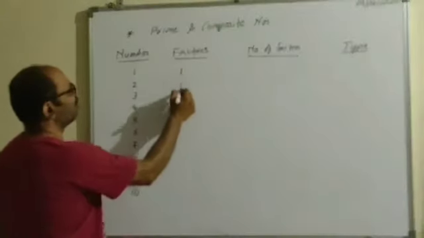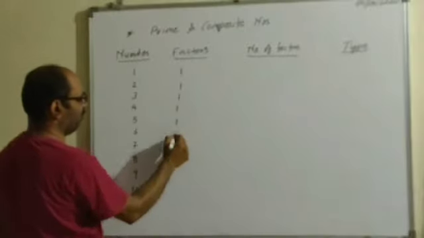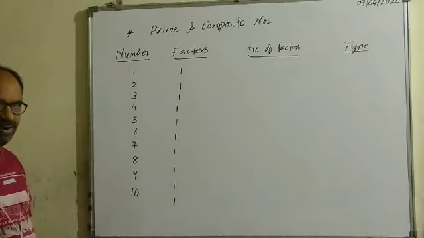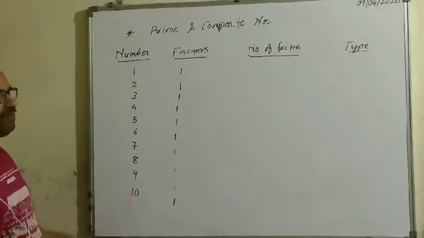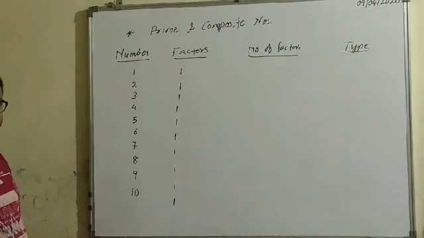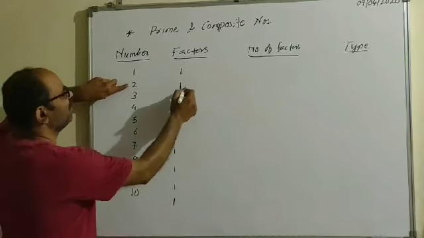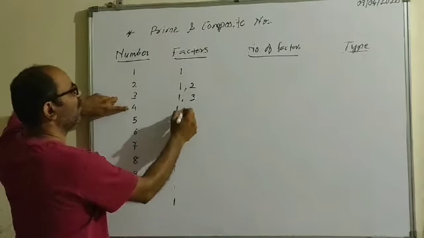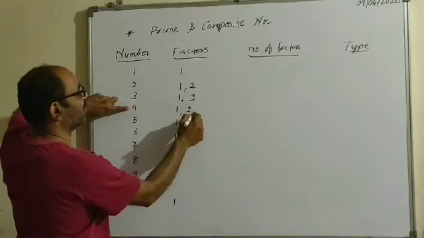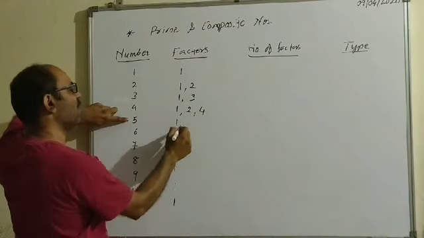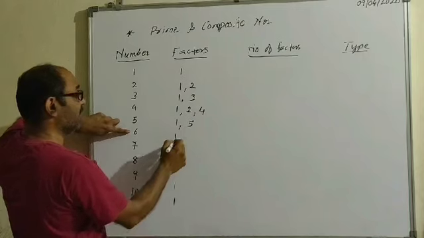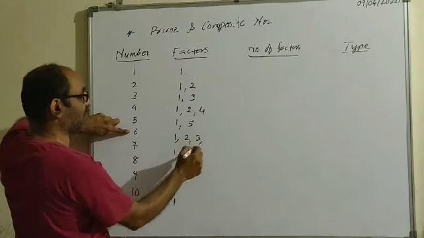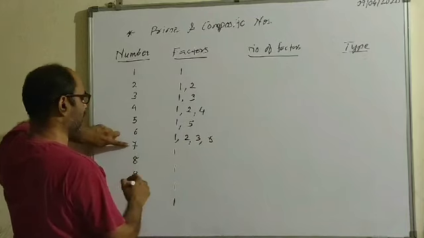1 has only one factor, and that is 1. For all numbers, 1 is a factor for sure, because 1 divides every number exactly. What about 2? 1 and 2. 3 has 1 and 3. 4: 2 also divides 4 exactly, and then 4. 5: 1 and 5 divide. 6: 1 divides 6 exactly, 2 divides 6 exactly, 3 divides 6 exactly, and 6 divides 6 exactly.